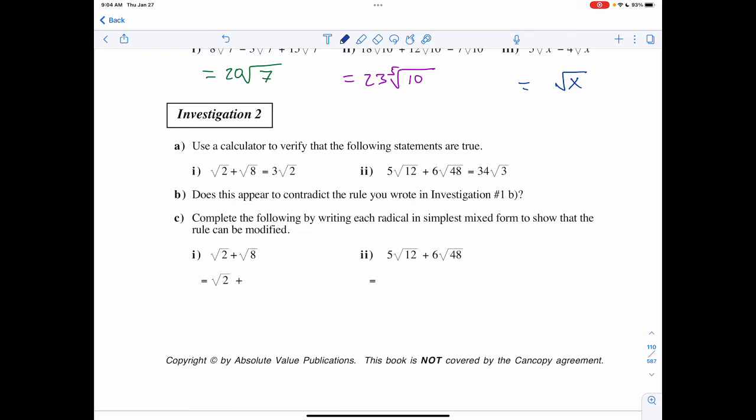Now, if I plug these into my calculator, the square root of 2 plus the square root of 8, and then put in 3 root 2, that's true. It does work. If I put in 5 root 12 plus 6 root 48, is that the same as 34 root 3? That is also true.